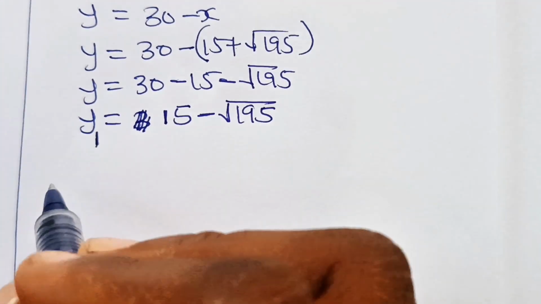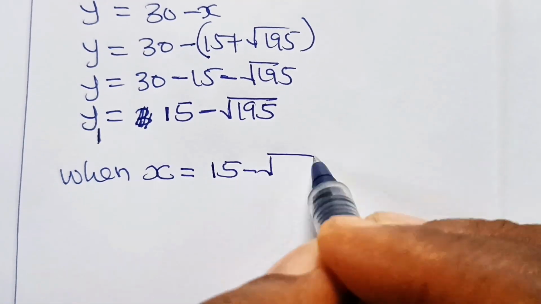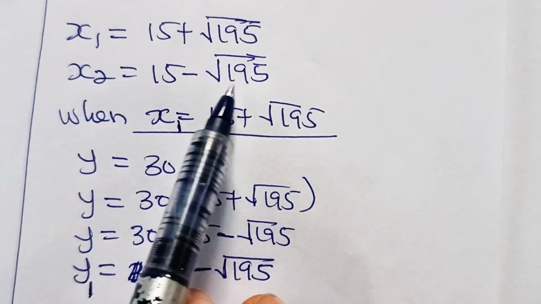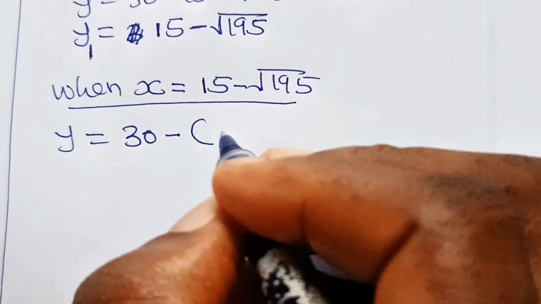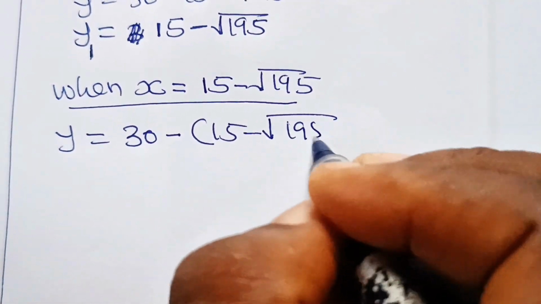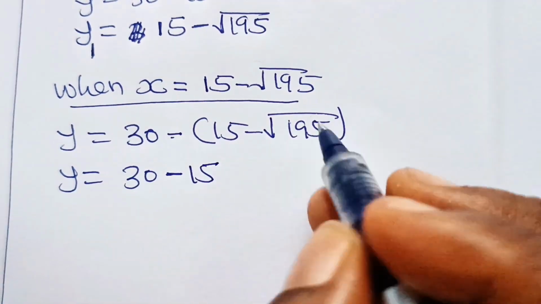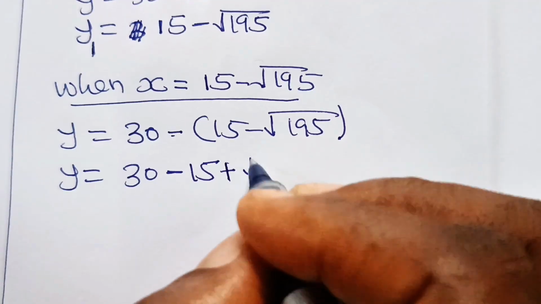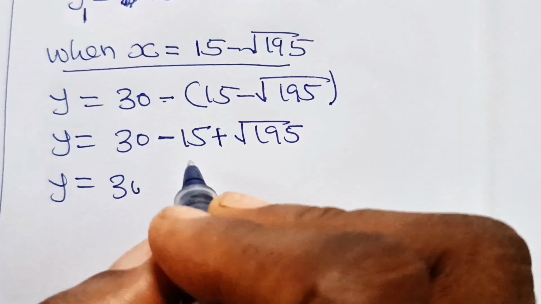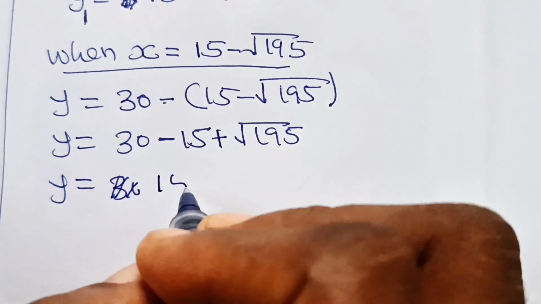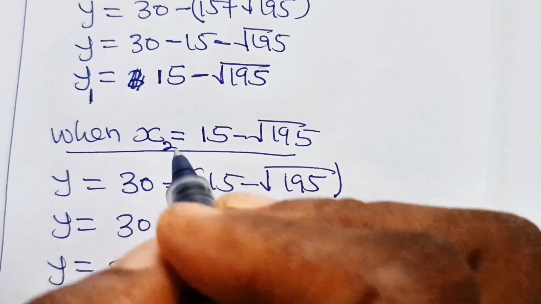Now when x is equal to 15 minus root 195, it simply means that y is 30 minus 15 minus root 195. So y is 30 minus times 15 is minus 15, minus times minus is plus, and we have root 195. So y is equal to 30 minus 15, which is 15, so we have 15 plus root 195. So this is the second value of y, and this is the second value of x.